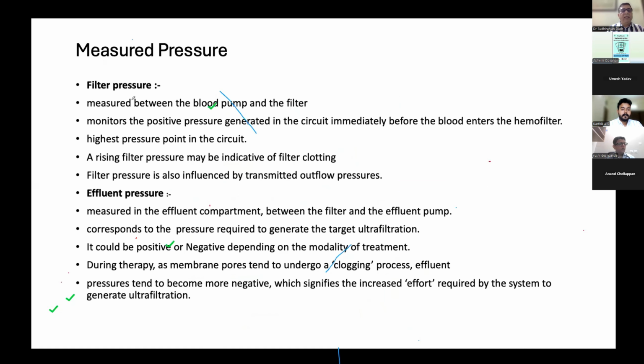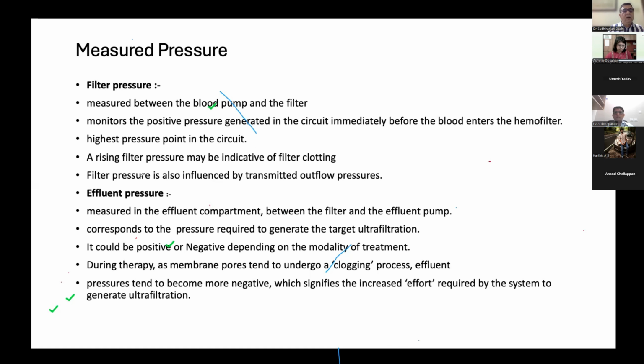So what are the measured pressures which we will be encountering? The measured pressures are basically the filter pressure, and this is in the circuit between the blood pump and the filter itself, after the access pressure sensor. It is a positive pressure, just before the blood enters the filter itself. That is where the sensor is placed. It is the highest pressure point in the circuit. A rise of filter pressure may indicate a chance of filter clotting or clogging.